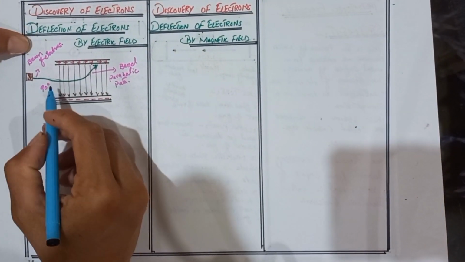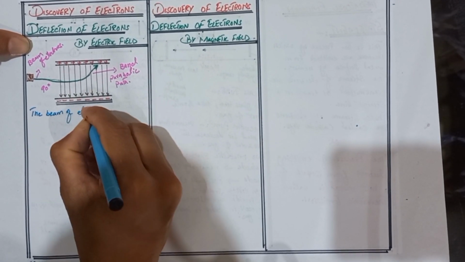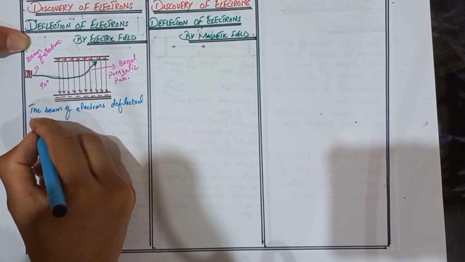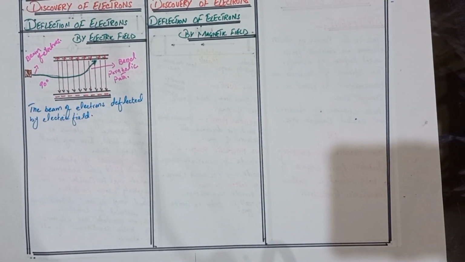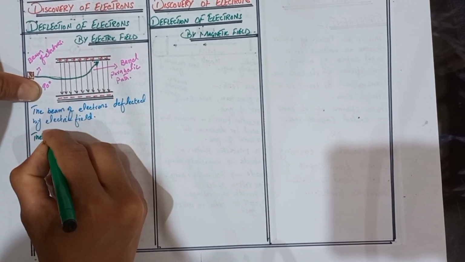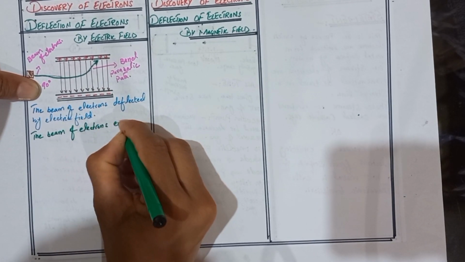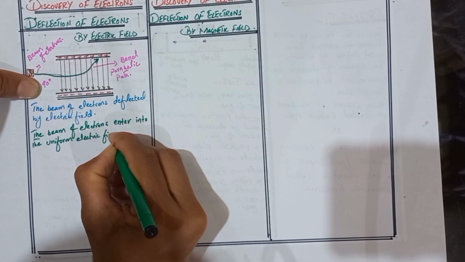When the beam of electrons enters the electric field, the beam of electrons is deflected by the electric field. The beam of electrons enters the uniform electric field at 90 degrees.